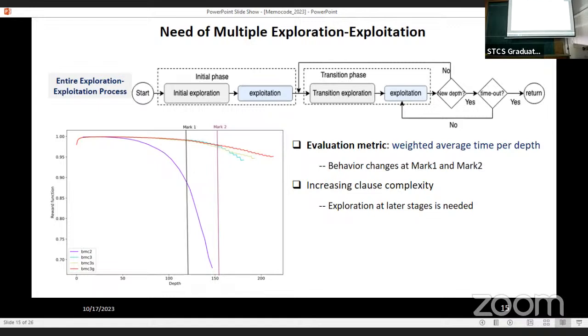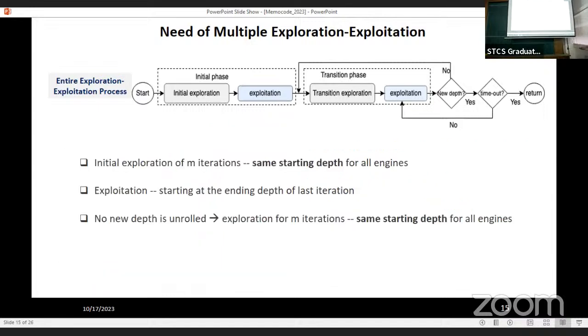So all this time we were just doing mathematics from outside. We are saying, okay, starting from this much depth, this is the weighted average that you are looking at. But finally, you also have to take care of the nature of the clauses that it is trying to analyze. And we built this entire framework with an initial phase where we do an initial exploration followed by an exploitation, and this essentially goes on.